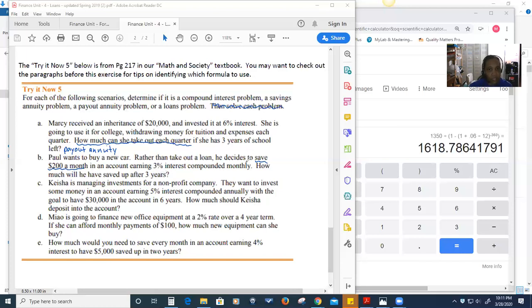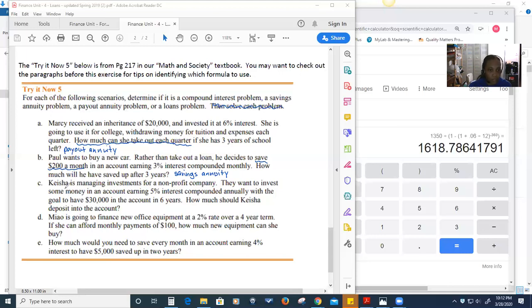So I underlined that he's saving $200 each month because that's a key word for you to know which formula to use. Do you know? Okay. He's putting away money every single month. That's an annuity. Okay.